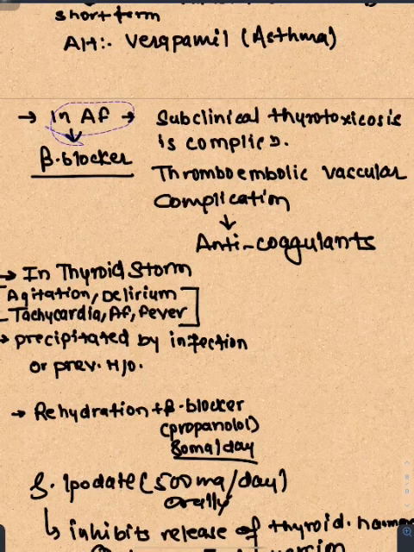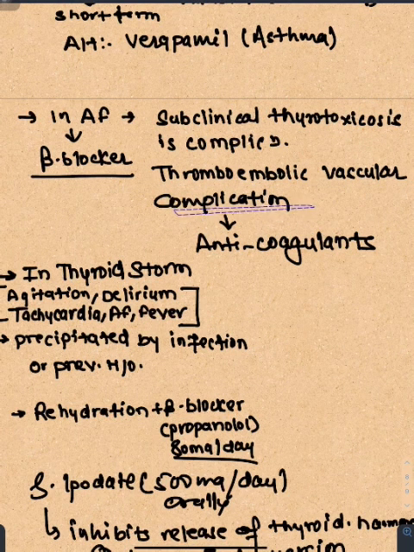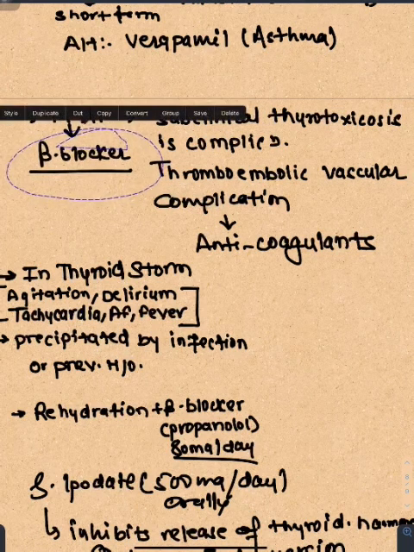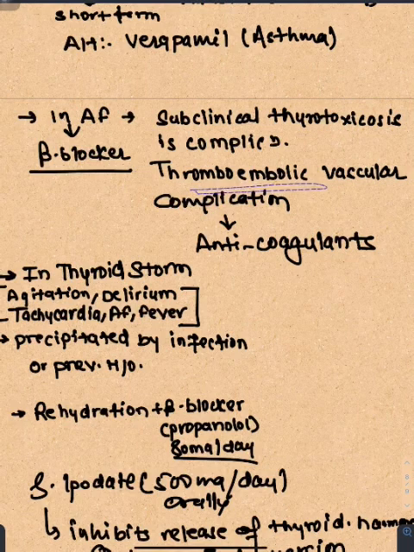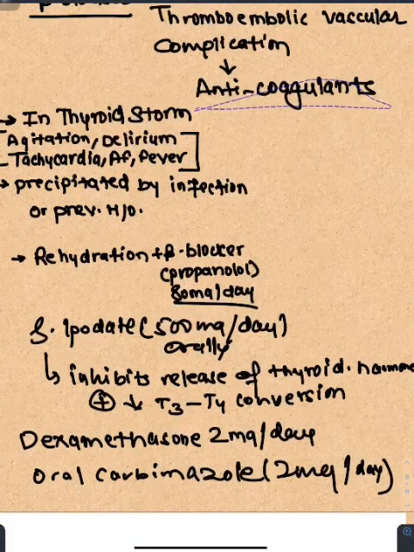There is some specific treatment in atrial fibrillation. Let's start with the complication of atrial fibrillation: subclinical thyrotoxicosis, thromboembolic vascular complication. In atrial fibrillation we will start with a beta blocker, and in case of thromboembolic complication we will give anticoagulants unless it is contraindicated.